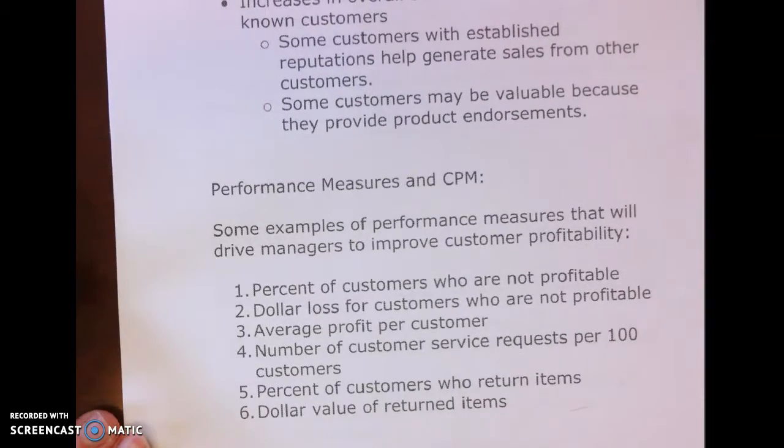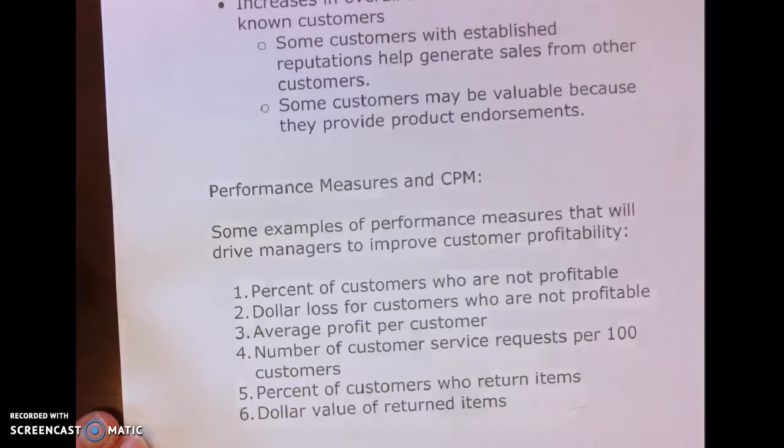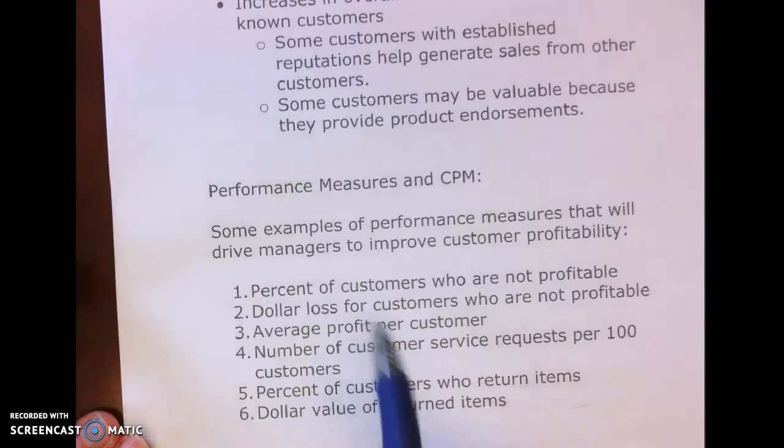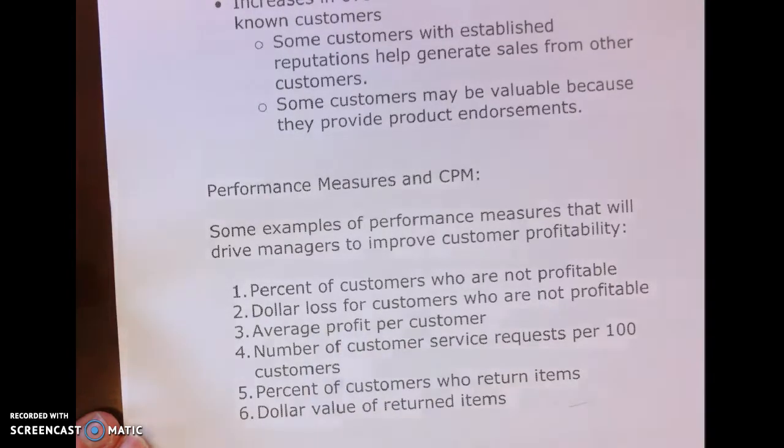Some other measures that we might want to think of that will help our managers to improve customer profitability. Some things that we might want to look at: percent of customers who are not profitable, which is what we just kind of went through and calculated on how to do that. And then the dollar loss, so that's what we actually looked at too. And the average profit, we actually just went ahead and calculated that as well. We calculated the profit per customer for Johnson Brands, and we could just take an average of all our customers.